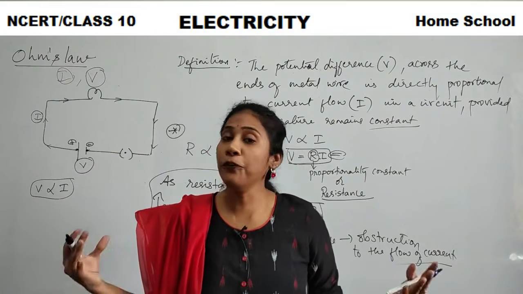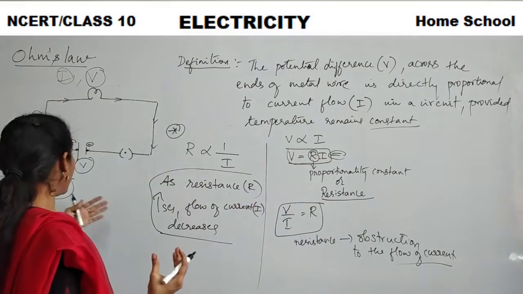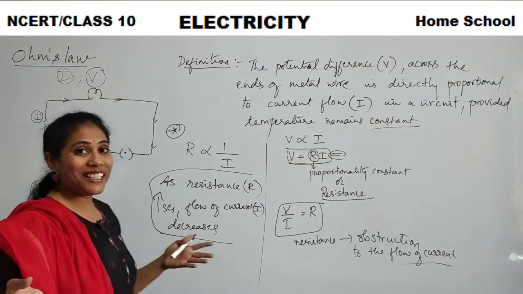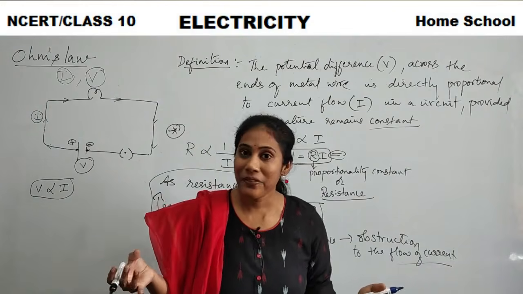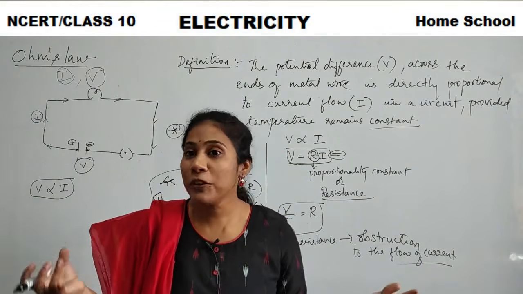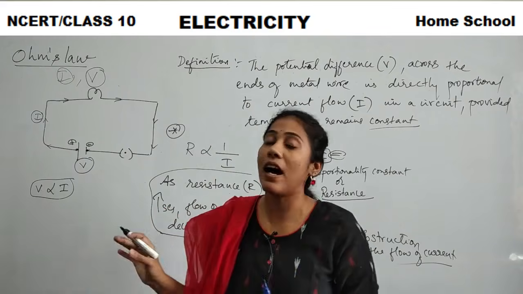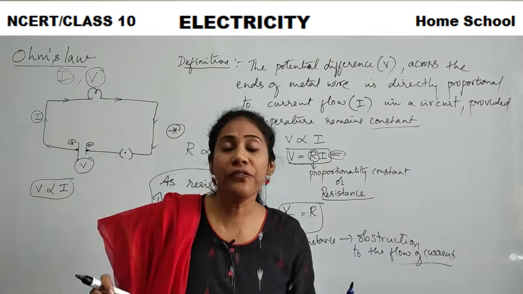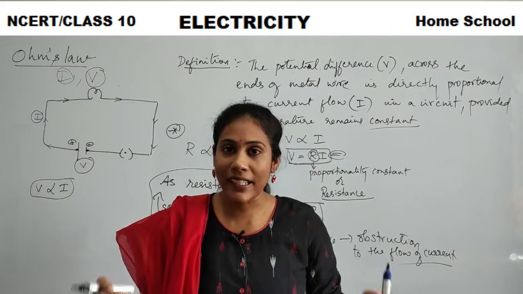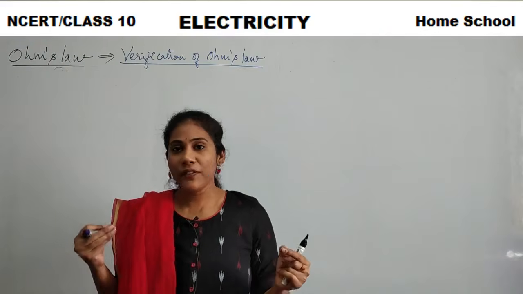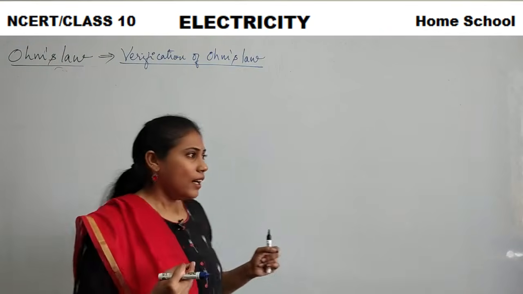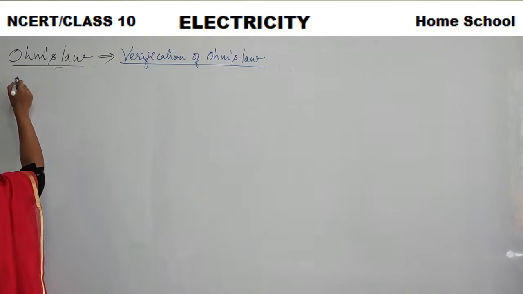But what is the proof? What is the proof for saying voltage is directly proportional to I? Science is all about proofs. So let us try to verify Ohm's law. Let us try to prove Ohm's law with one activity. Clear? For the verification of Ohm's law, I am taking case 1.